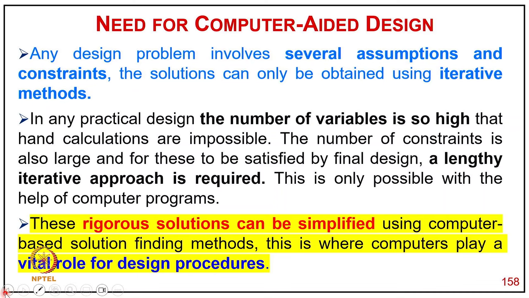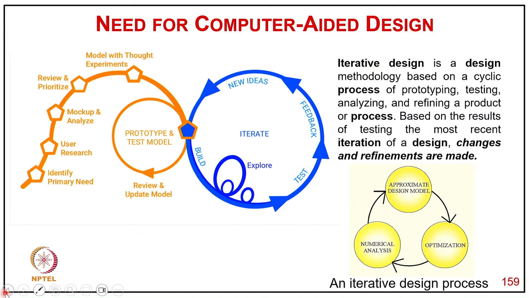And in any practical design, the number of variables is so high that hand calculation is almost impossible, and the number of constraints is also large. Even if you do hand calculation, there is a lot of possibility of committing mistakes in numerical computation. For the final design to satisfy all these, a lengthy iterative procedure or approach is required. So this is only possible with the help of a computer program. Those rigorous solutions can be simplified using computer based solution finding methods, and this is where the computer plays a vital role in the design procedure of electrical machines.